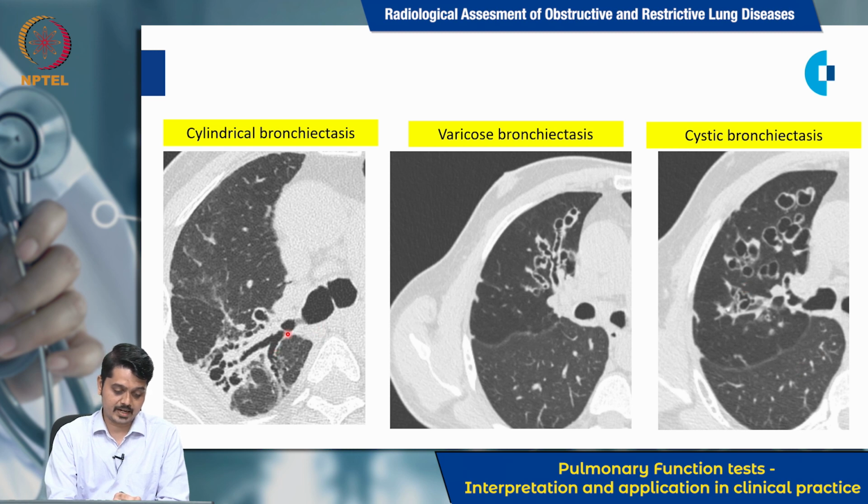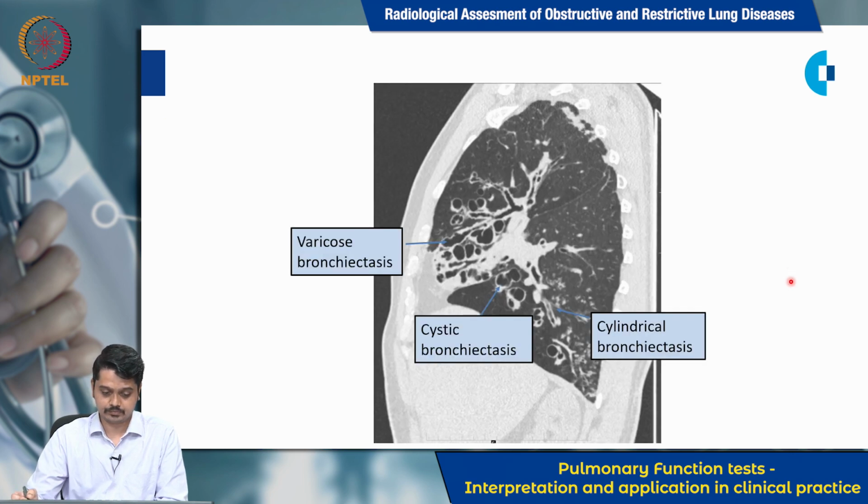This is CT chest axial view showing linear dilatation of bronchus without tapering for a distance of at least 2 centimeter. This is varicose bronchiectasis. There is irregular beading appearance of the bronchus. This is cystic bronchiectasis seen in multiple patchy distribution. We are seeing all three types of bronchiectasis in a single patient. This is a sagittal CT chest showing varicose bronchiectasis, cystic bronchiectasis and cylindrical bronchiectasis giving a tram track appearance.